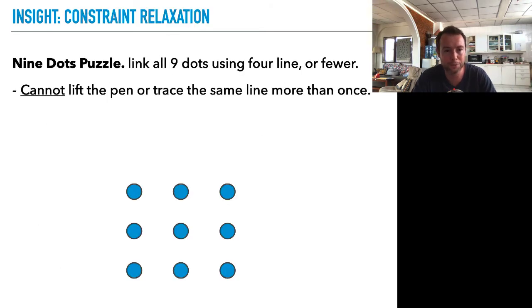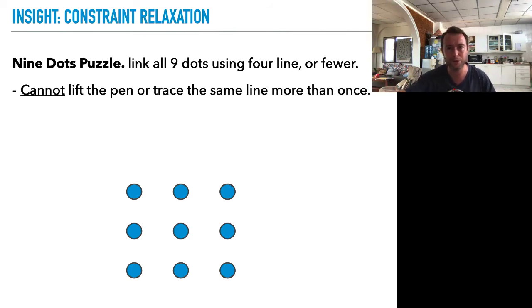So one example that we can see for constraint relaxation is if I give you this problem here. You've got 9 dots on the page. This is a very famous problem. I ask you to link all 9 dots using 4 lines or fewer, so you've got to use 4 straight lines, and the constraints I'm going to give you are that you can't lift the pen or trace the same line more than once. Those are the conditions, and just have a think mentally, and you can draw on your slides if you want, about how you might solve that.